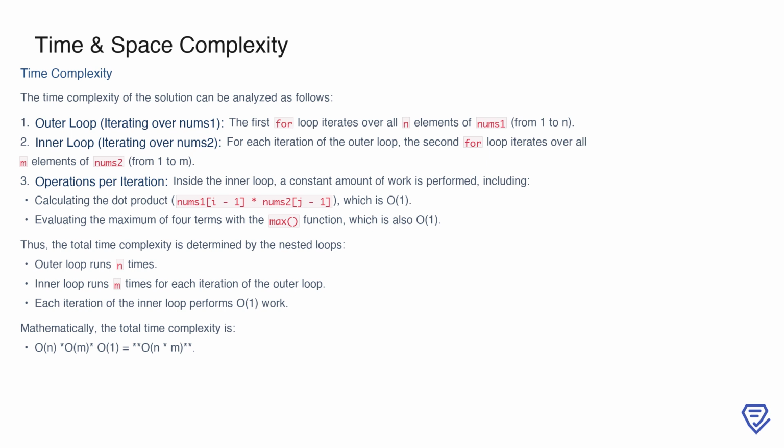Since both loops are nested, the total time complexity is derived by multiplying the number of iterations of the outer and inner loops. This results in O(n) for the outer loop times O(m) for the inner loop, and since each iteration involves O(1) work, the overall time complexity becomes O(n*m).